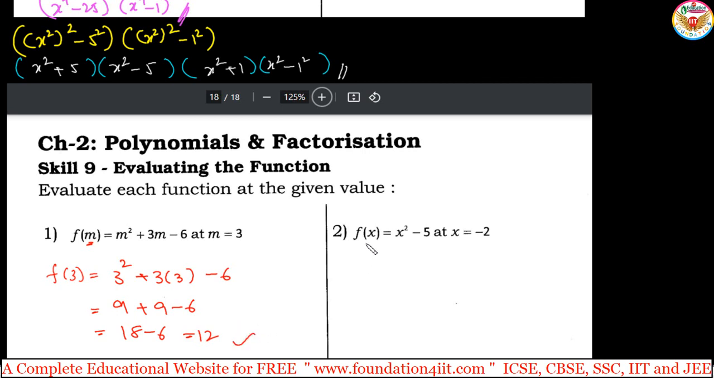In the same way, even for negative values: f of x is this, and x is equal to minus 2. So f of minus 2 means minus 2 square minus 5. Whenever you have a negative sign, maintain the bracket, don't forget. Minus 2 whole square is plus 4, and minus 5, the answer is minus 1. Right? So these are the basic important things: factorization, addition, subtraction of polynomials and multiplication are very important. You need to practice all of these from the worksheets.